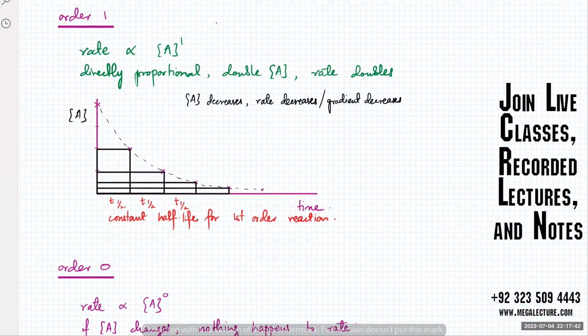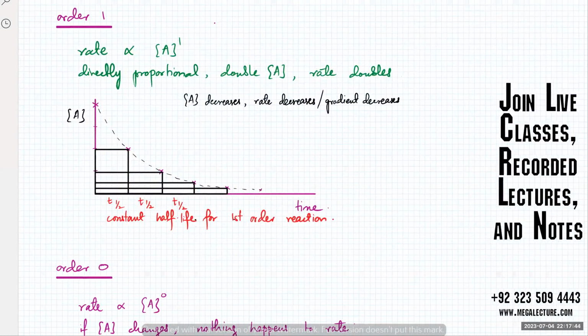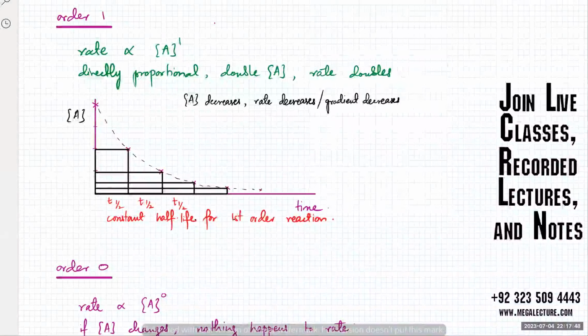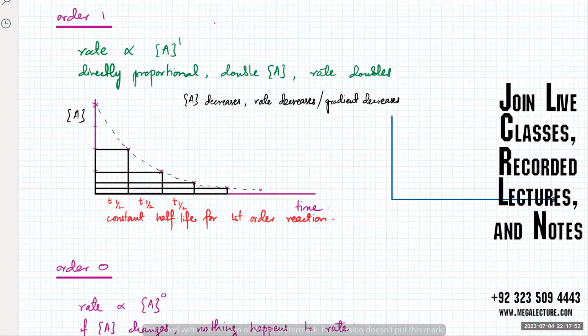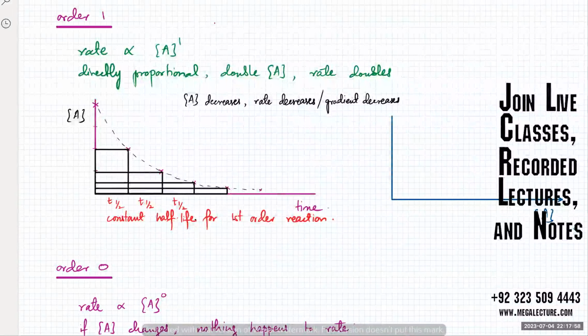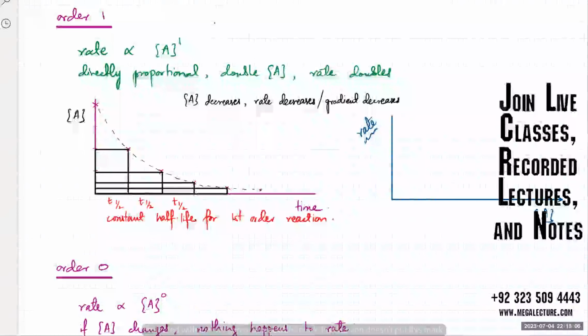Yeah, it's clear. So there's actually another graph as well, which sometimes appears, and that graph is A concentration versus rate. So that's a direct proportionality graph.